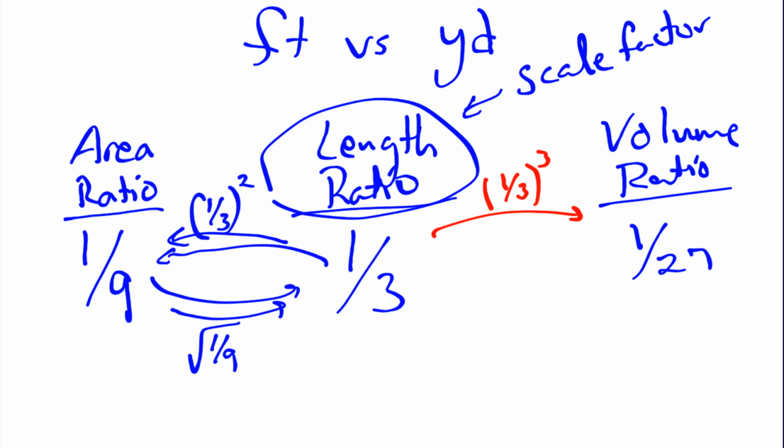Now to get from length ratio over to volume ratio, we take that 1/3, that length ratio, and we take it to the third power. 1 to the third power is 1. 3 to the third power is 27.